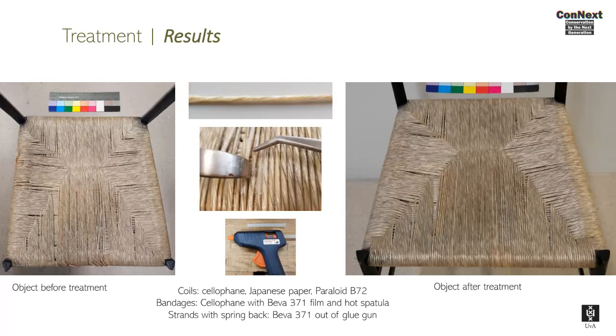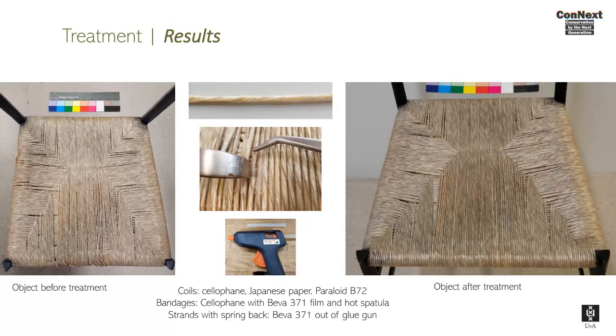The actual treatment. For replicating missing strands, the combination of cellophane, Japanese paper and Paraloid B72 was used that was already mentioned. Original material with the most spring back, such as here and here, was glued onto the wood of the seat rail with a mini glue gun filled with BIFA 371. Strands were attached onto each other using a bandage of new cellophane that was primed with B5371 foil, and this was glued around both ends of the broken coil using a hot spatula.